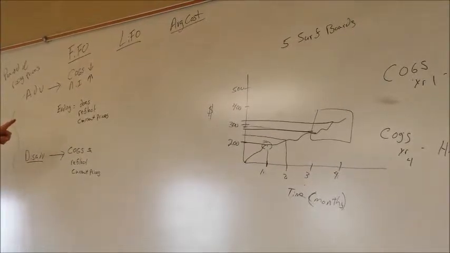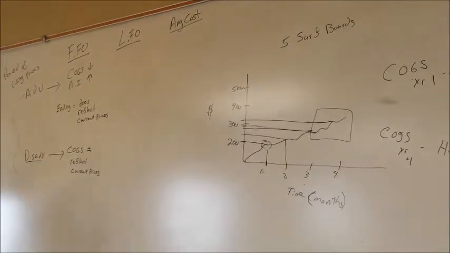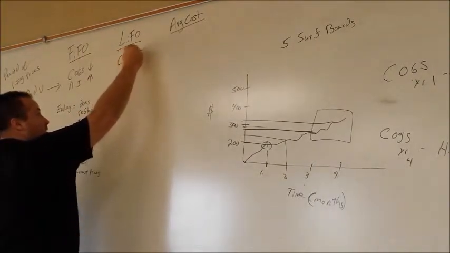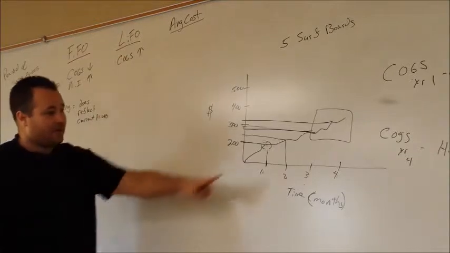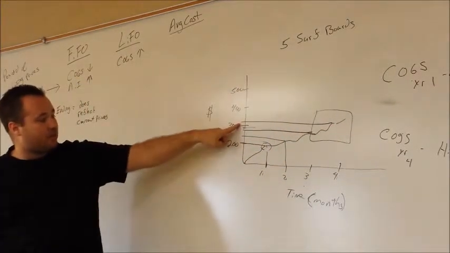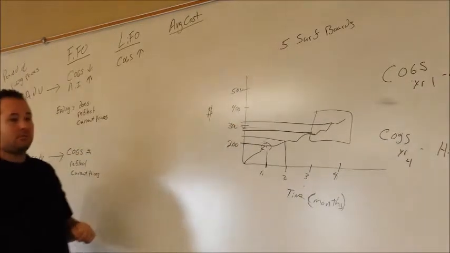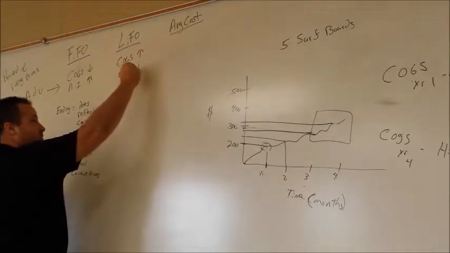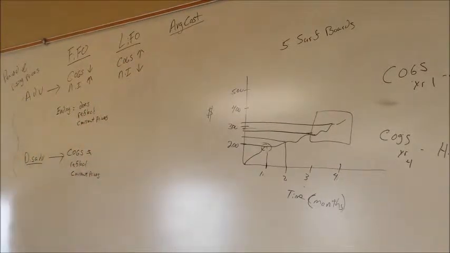LIFO, just the opposite. My cost of goods sold are much higher using this method. I'm selling these things first, the items that cost me over $300. Therefore, my net income doesn't look so good.